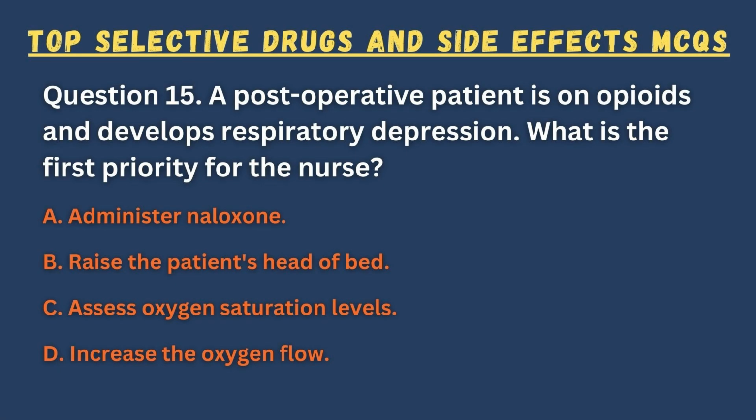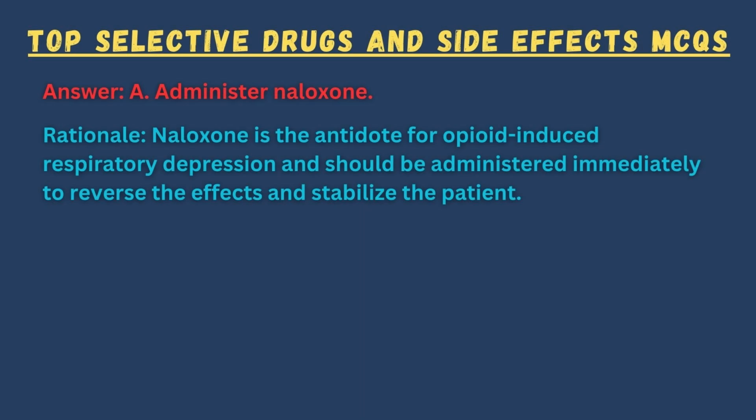dosage. Question 15. A post-operative patient is on opioids and develops respiratory depression. What is the first priority for the nurse? A. Administer naloxone. B. Raise the patient's head of bed. C. Assess oxygen saturation levels. D. Increase the oxygen flow. Answer: A. Administer naloxone. Rationale: naloxone is the antidote for opioid-induced respiratory depression and should be administered immediately to reverse the effects and stabilize the patient.